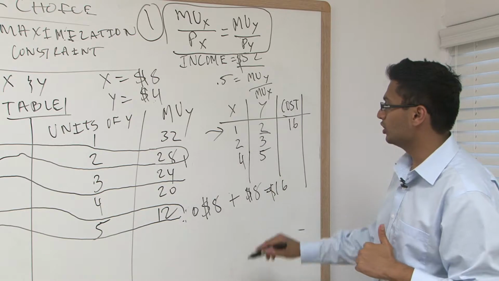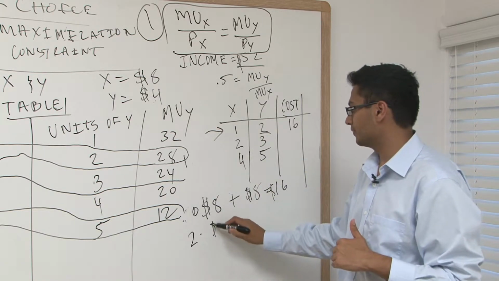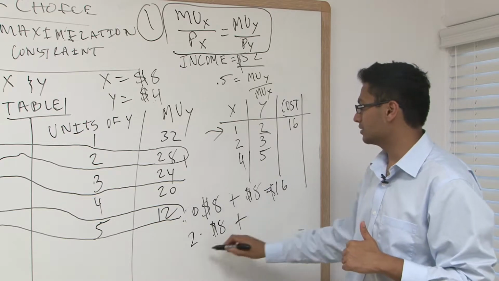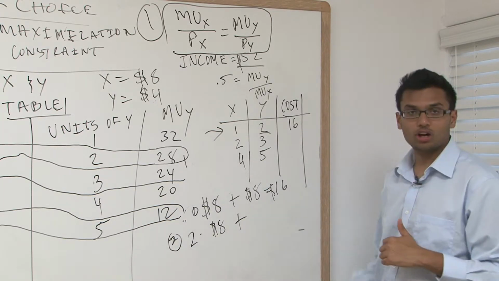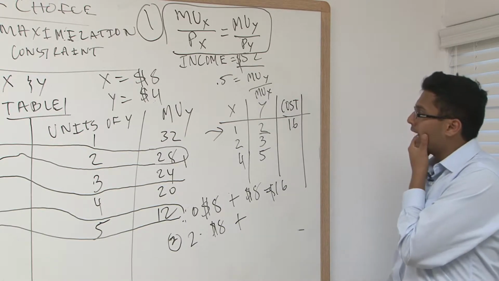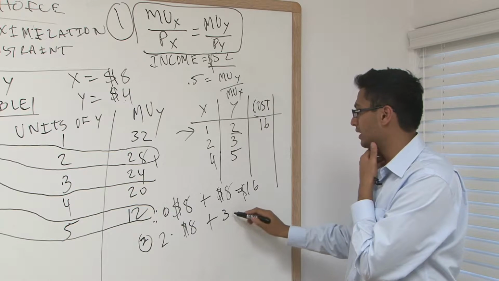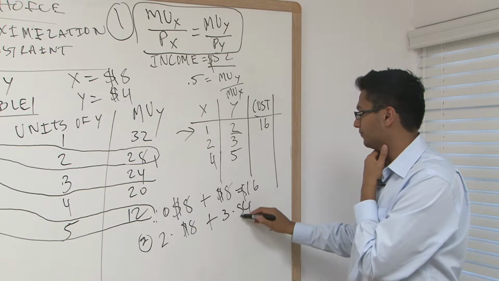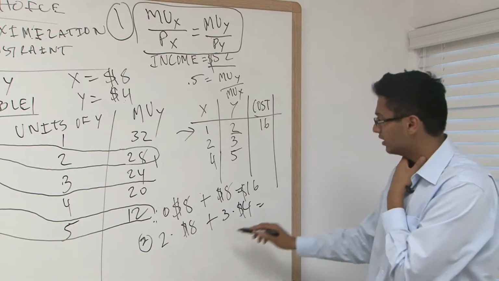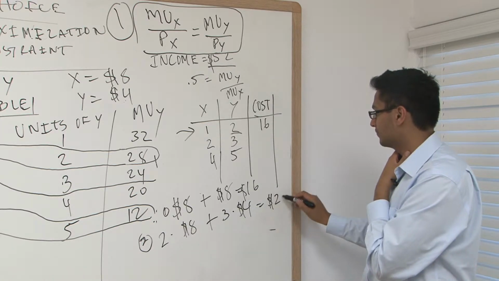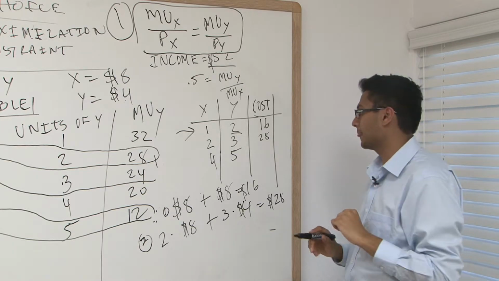We said 2 units of x, 2 times $8. Plus, this is number 2, how many units of y, guys? 3 units of y times 4, so 3 times $4. That gives me 12 plus 16, $28. Okay, 28. I'm still within my budget.